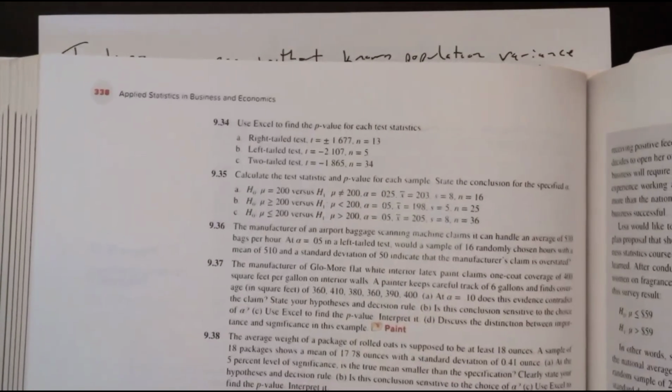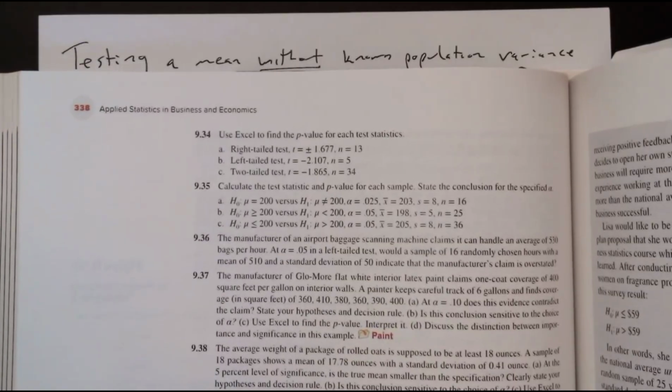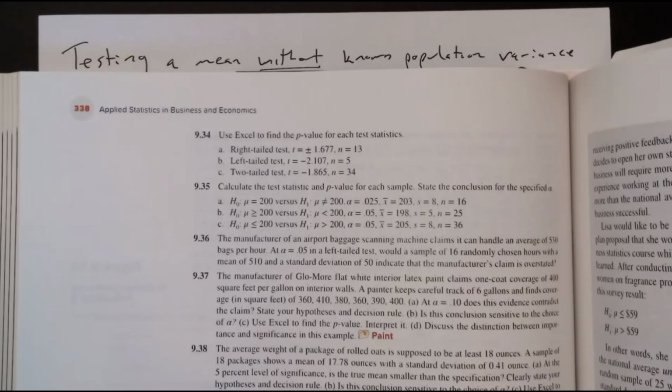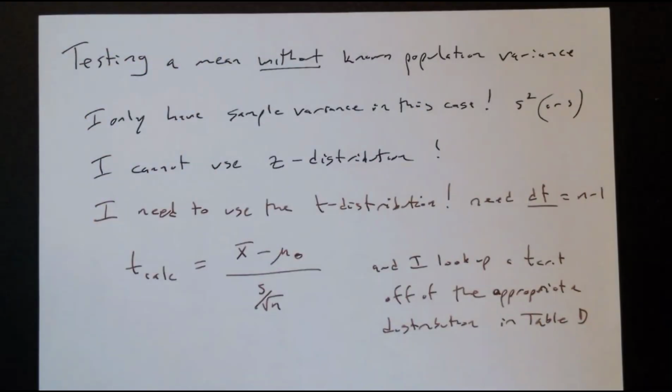Problem 37. The manufacturer of Glow More flat white interior latex paint claims one coat coverage of 400 square feet per gallon on interior walls. A painter keeps careful track of 6 gallons and finds coverages in square feet of 360, 410, 380, 360, 390, and 400. So they say I can get 400 square feet of painted surface. In the last 6 gallons I've used, those are the numbers I have. They claim 400. Based off of that, are they right?